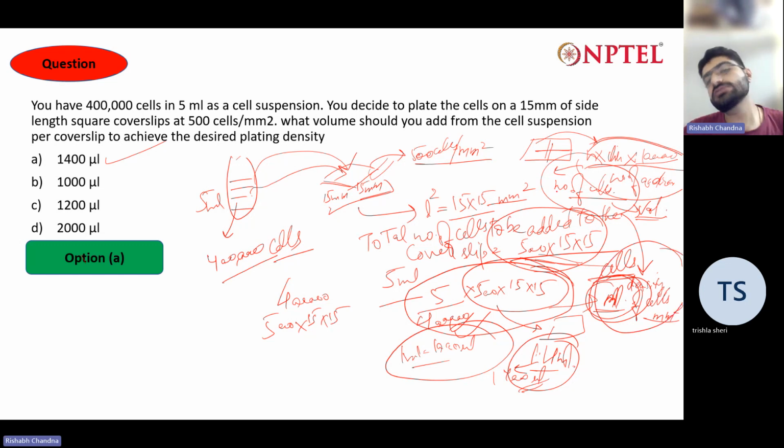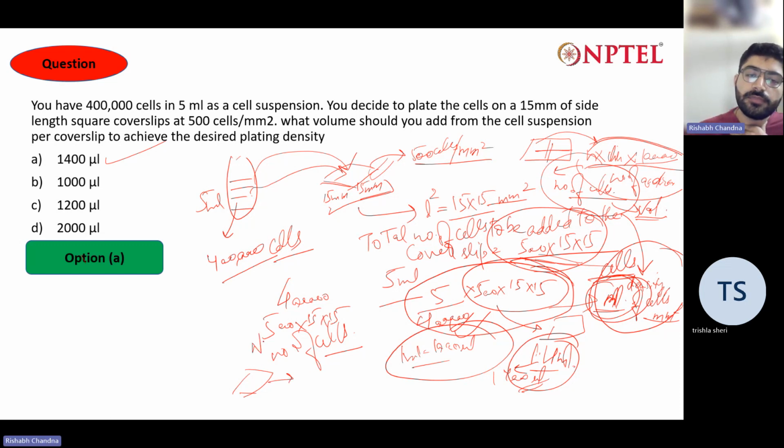So the question can be framed in many ways. Or else there can be another question where you have the number of cells with you, and you know how many cells you have to add on a particular cover slip. For example, you have capital N number of cells with you, and you know small n number of cells you have to add on a cover slip. So how many cover slips can you prepare with those cells? N divided by n will give you the answer.